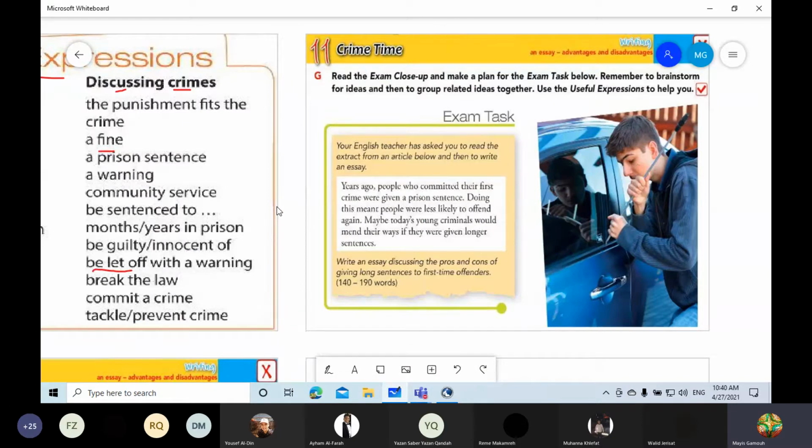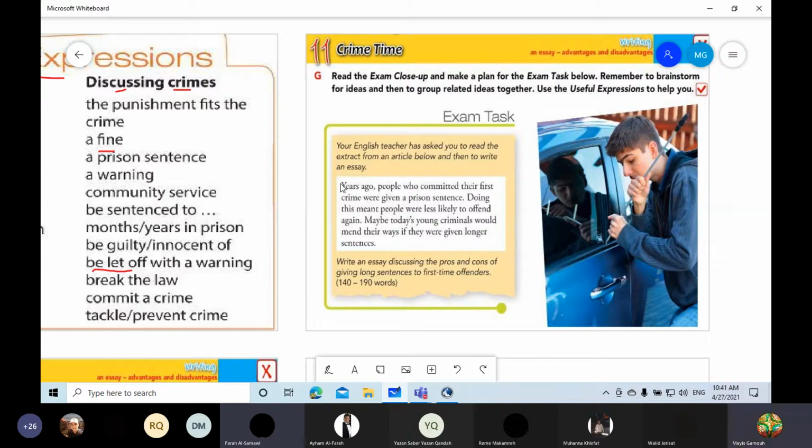Your English teacher has asked you to read the extract from an article below and then to write an essay. Years ago, people who committed their first crime were given a prison sentence. Doing this meant people were less likely to offend again. Maybe today's young criminals would mend their ways if they were given longer sentences. Write an essay discussing the pros and cons of giving long sentences to first-time offenders.